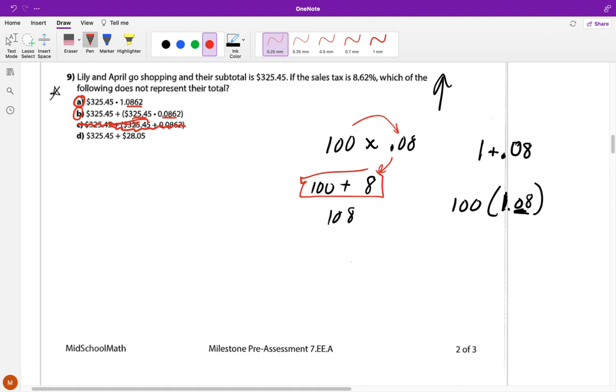And then this one here, this 28.05, is the number after you multiply by the sales tax. So adding it back to it, that's this step here after the multiplying. So D works as well. Same thing on your test.